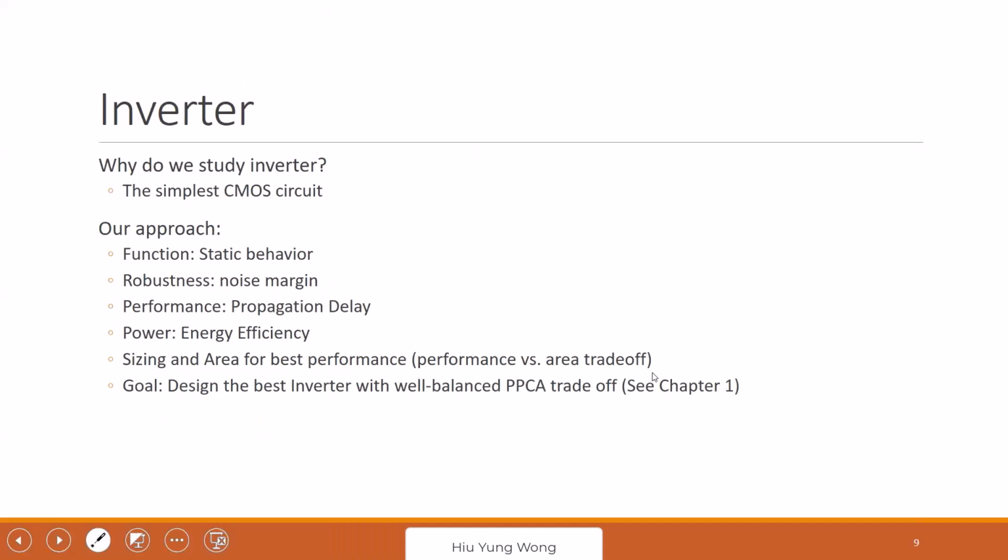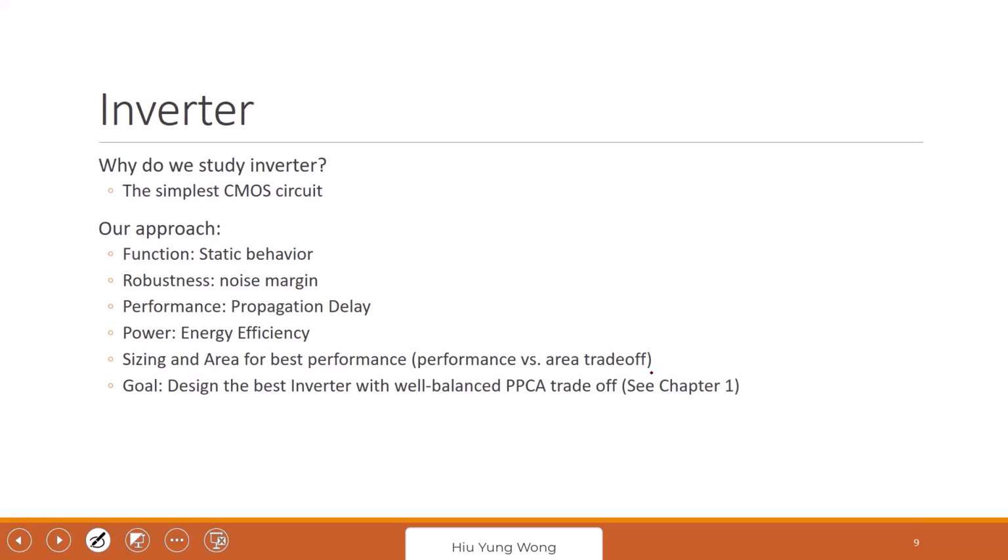If no, let's go back to inverter, right? Inverter is the basic thing because for NAND gates, NOR gates, they are all inverters if you connect the inputs together, or in certain configurations. So if we know how to analyze an inverter, then you will be able to do the rest well.